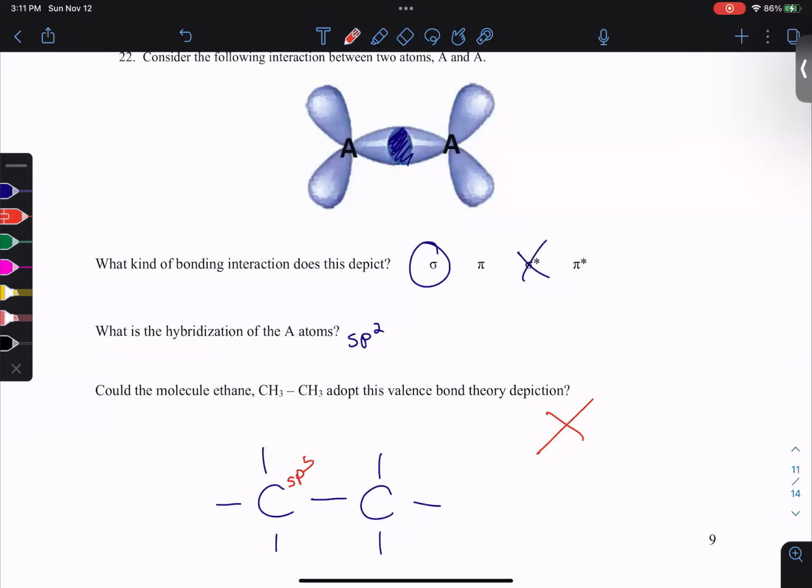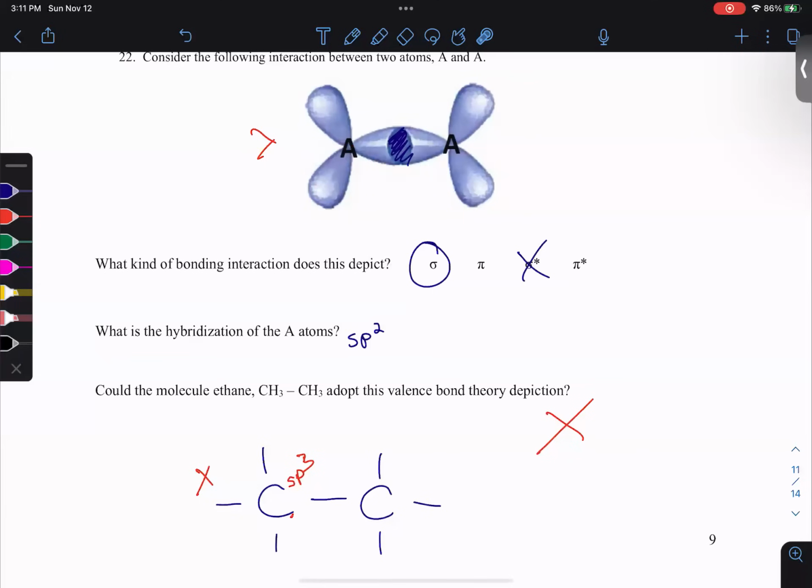All right, how do I know that this carbon's sp3 hybridized? This one right here has 4 electron domains. There's 4 bonds to it. So this ethane cannot adopt this picture. Okay, cool. What would this shape around this A atom look like, which one of our VSEPR theory shapes? Trigonal planar. The carbon in ethane has what geometry?